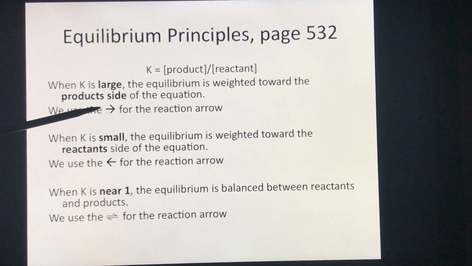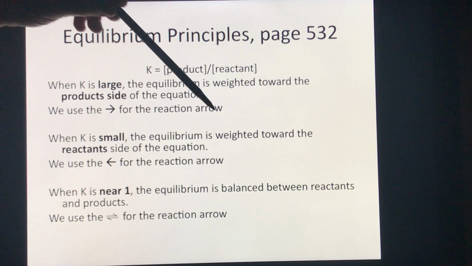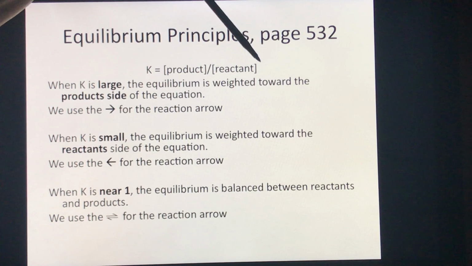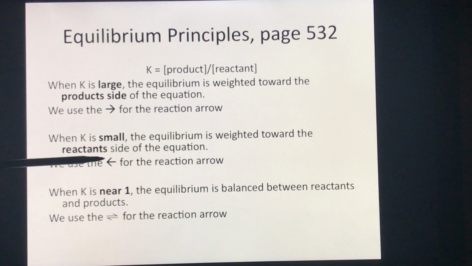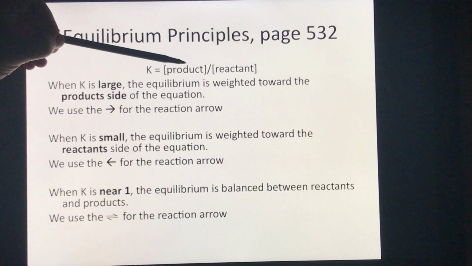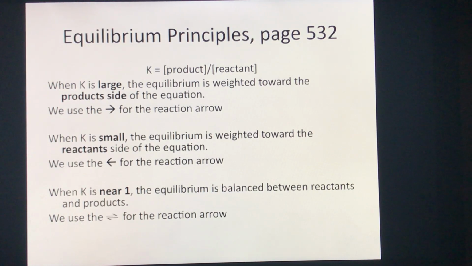And in that case, we use the arrow to the right, the forward arrow, for the reaction arrow. Now in reverse to this, when the K is small, the equilibrium is weighted toward the reactants. That means that the reactants were larger than the products, and in this case, that would make the K small. And then we use the reverse arrow for the reaction arrow. And then the final scenario might be when K is near 1, the equilibrium is balanced between the reactants and the products, and then we use this double arrow for the reaction arrow.